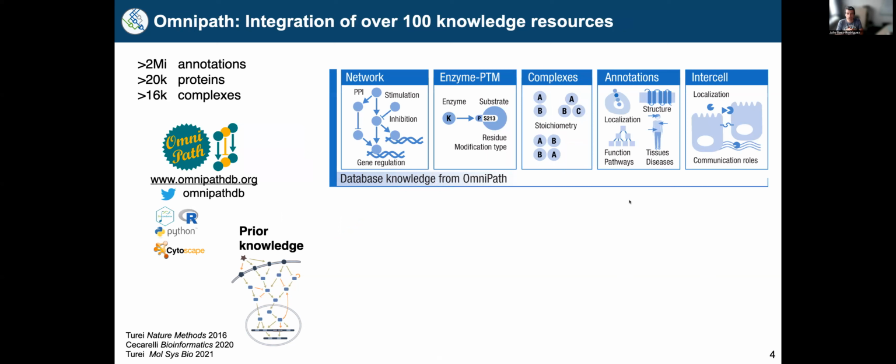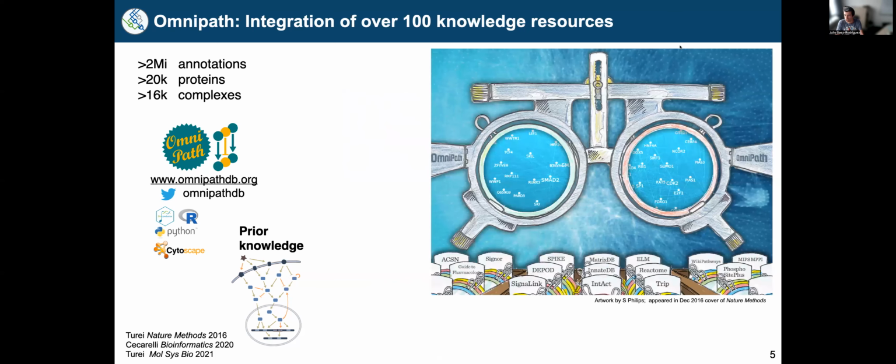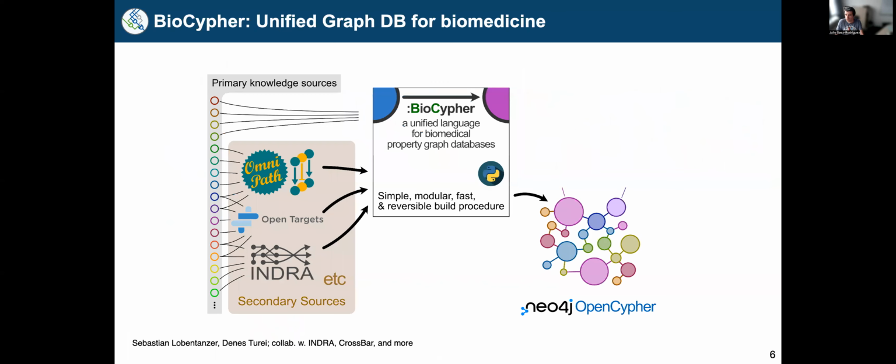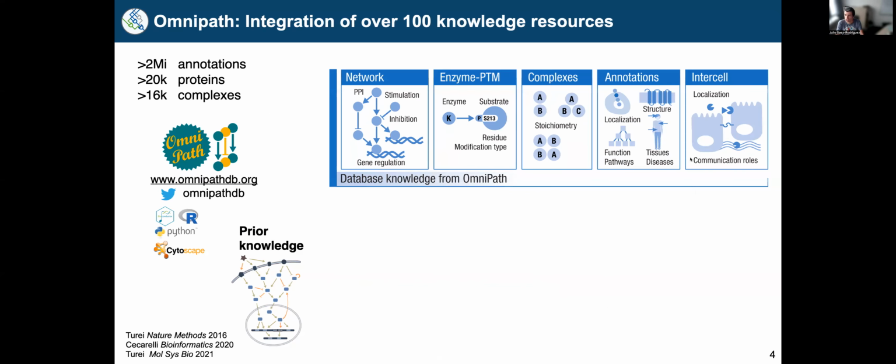The first thing that we need if we want to use biological knowledge is to have an easy way to access it in a cohesive manner. For this reason, we have developed over the years OmniPath, which is just a one-stop shop which gives you access to over 100 different knowledge resources. So this started in our case with work around biological networks and pathways, then with different types of information, such as the aspect of different enzymes, molecular complexes, annotation about localization and other things, as well as information about localization and communication between different cells.